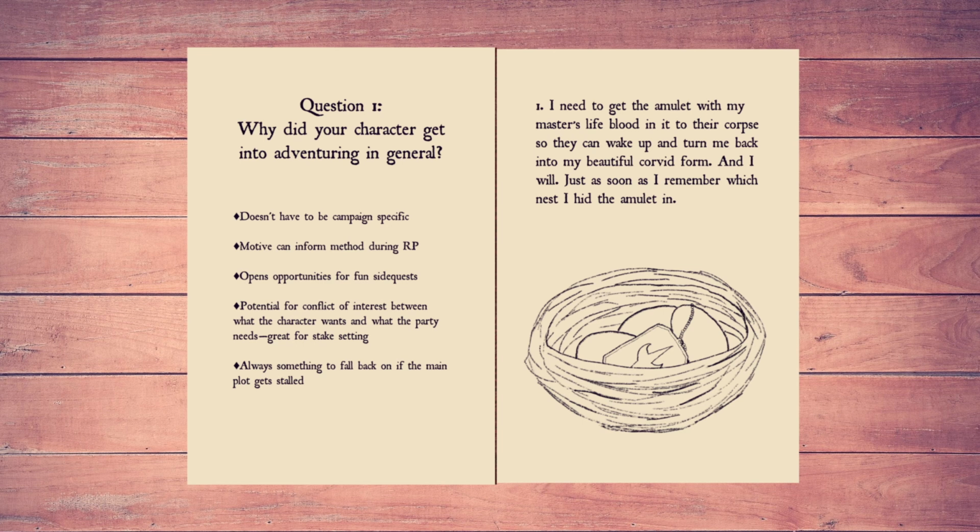Question 1. Why did your character get into adventuring in general? Example unique. I need to get the amulet with my master's lifeblood in it to their corpse so that they can wake up and turn me back into my beautiful Corvid form. And I will, just as soon as I remember which nest I hid the amulet in.